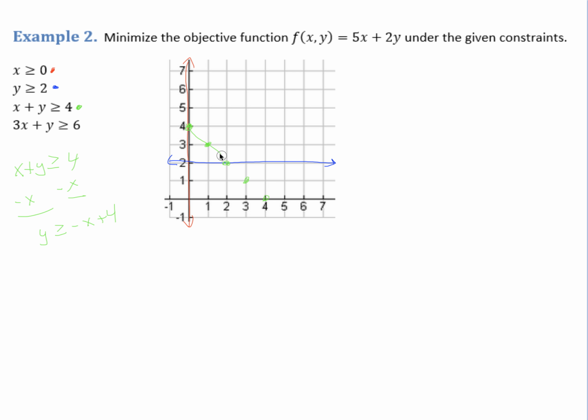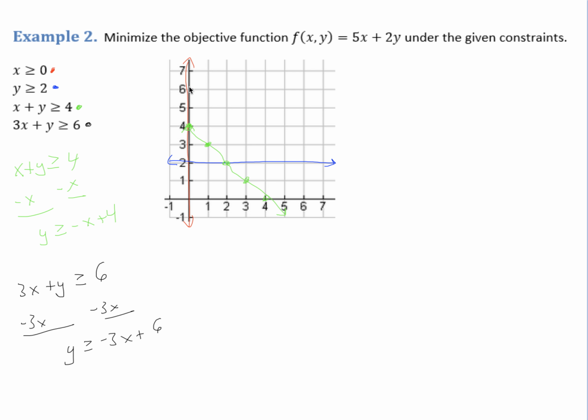So we have this here. Now we have to think about our inequality. It's greater than, so it would be above. So right now we're above the blue, above the green, and to the right of the red. And now we have this last function here. We can do that in black. And so we have 3x plus y is greater than or equal to 6. Subtract 3x from both sides, and we get y is greater than or equal to negative 3x plus 6.